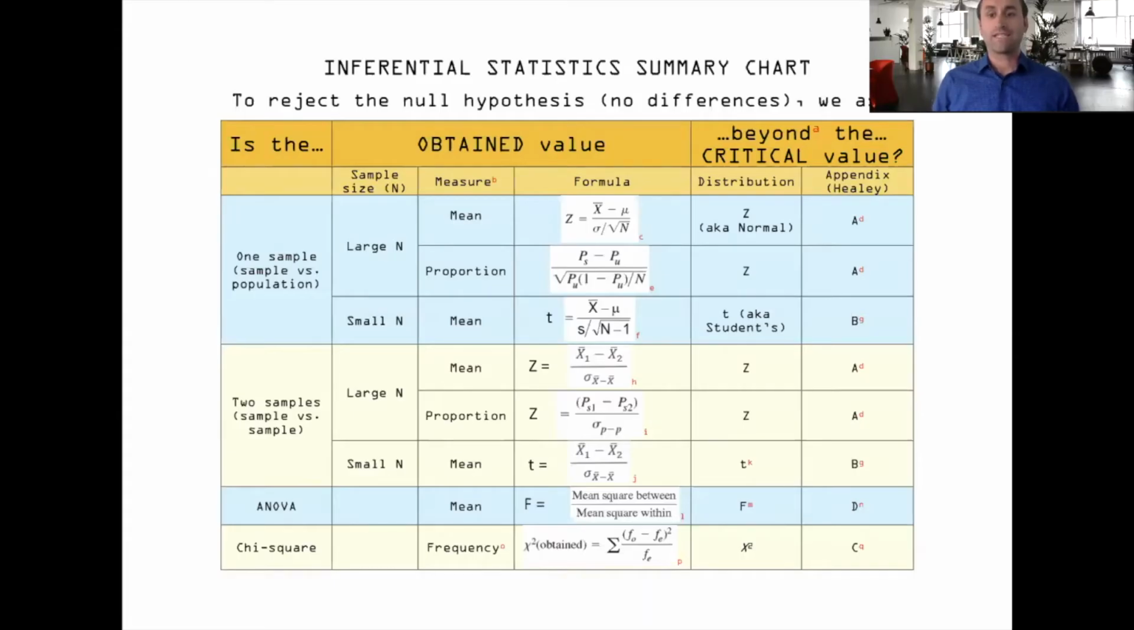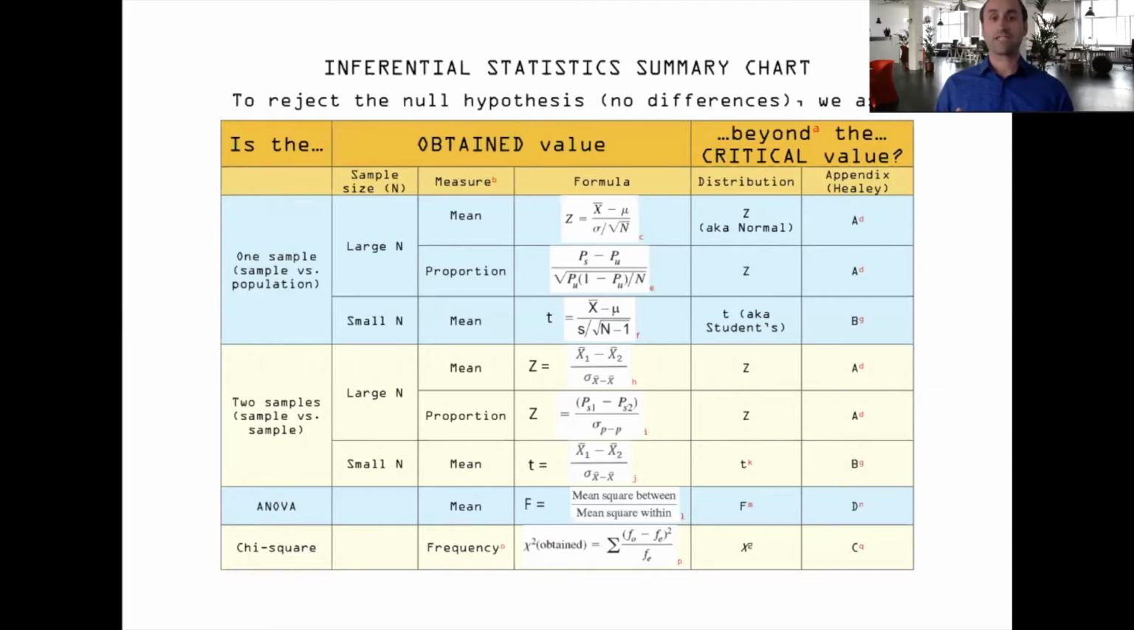So this is a summary chart for various different inferential statistics approaches. Now I've posted this chart on the Blackboard site and I just want to go over it quickly with you. The idea here is that if we want to reject the null hypothesis, i.e. that there are no differences between the samples or maybe the data that we're looking at, we ask, is the obtained value beyond the critical value? Or put another way, does it fall within the critical region?